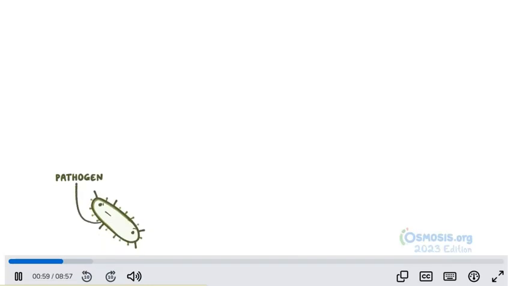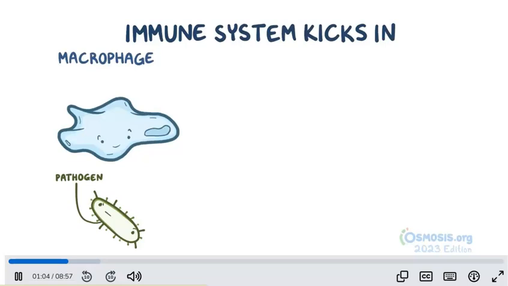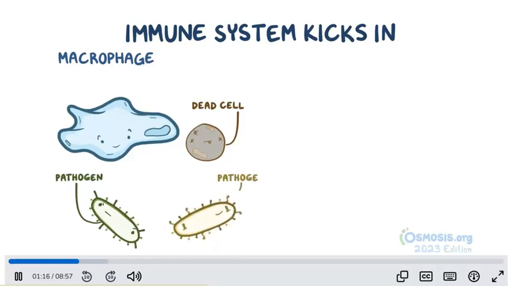Now, if a pathogen happens to get in, then the immune system kicks in, and it usually starts with a macrophage, which is the garbage truck of the body. Macrophages eat up dead and dying cells, so that the tissue doesn't get cluttered with them, and that makes room for new cells. They also eat invading pathogens. Since macrophages live in the tissue, they start recognizing pathogens within minutes of an infection.